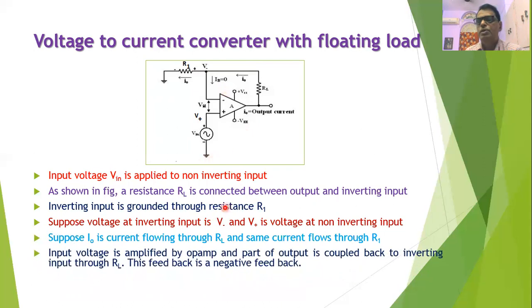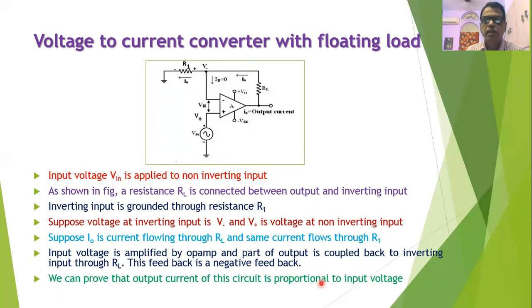We know that operational amplifier will amplify the input voltage and part of the output is coupled back to the inverting input. Therefore, this circuit is a closed loop circuit and makes use of negative feedback. By analyzing this circuit, we can prove that the output current of this circuit is proportional to the input voltage.